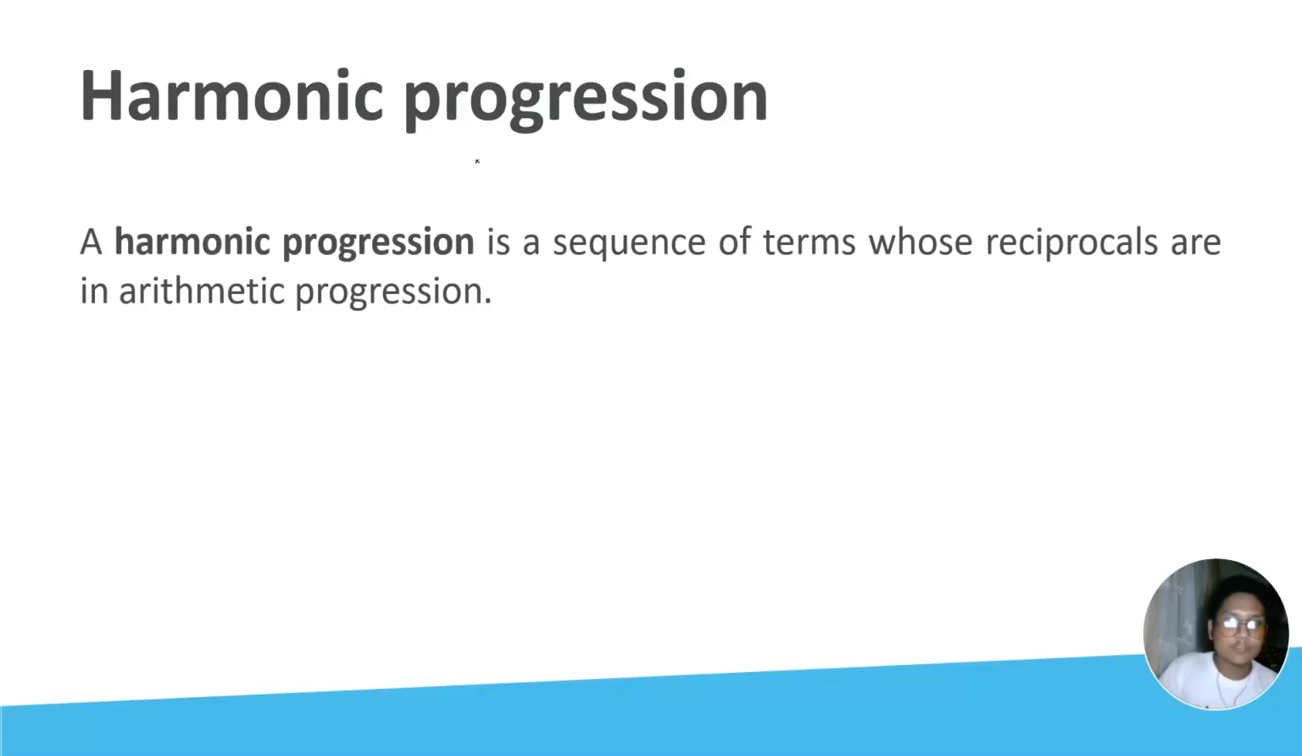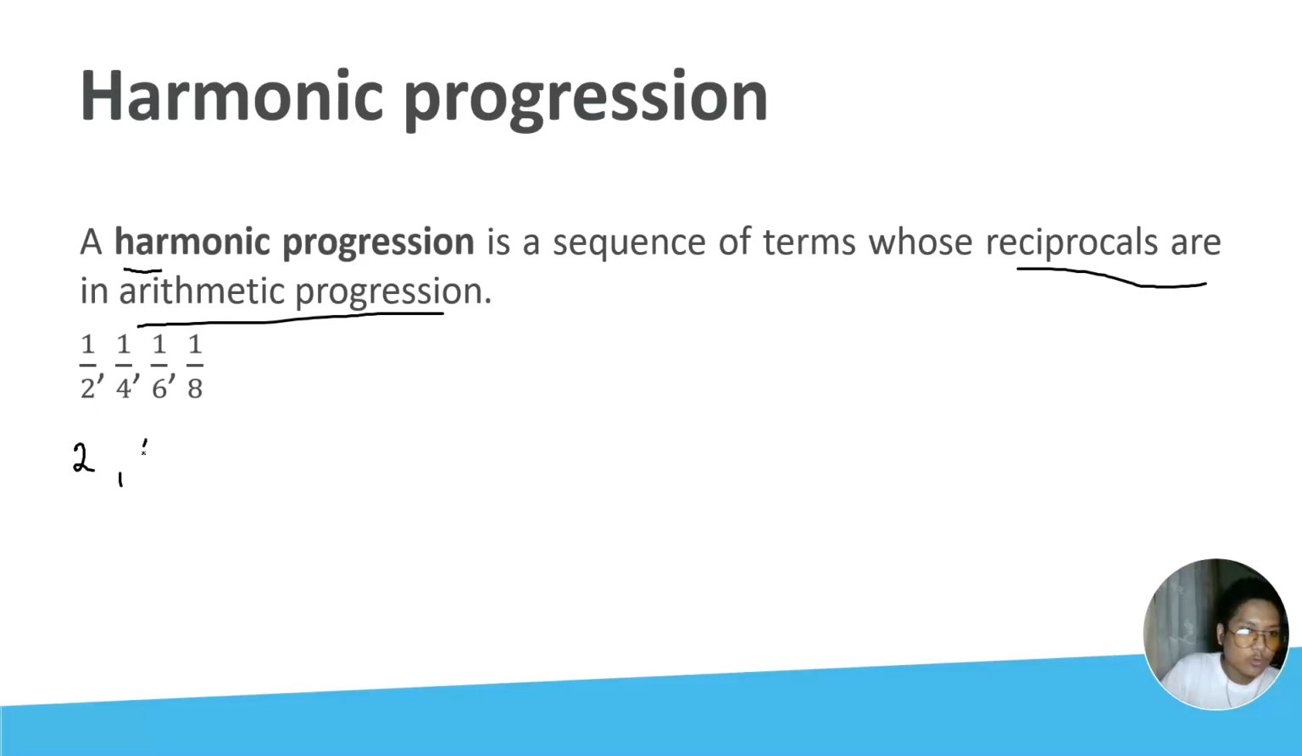So, next kind of progression na meron tayo ay tinatawag na harmonic progression. It is a sequence of terms whose reciprocals are in arithmetic progression. Ito ang example, 1/2, 1/4, 1/6, 1/8. So, kung kukunin natin yung mga reciprocal niya, we have 2, 4, 6, and 8. Na kung saan, this is an arithmetic progression na merong common difference.